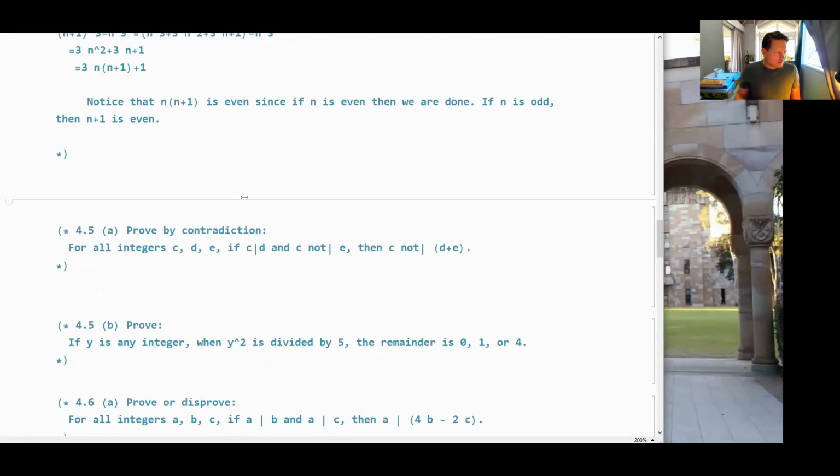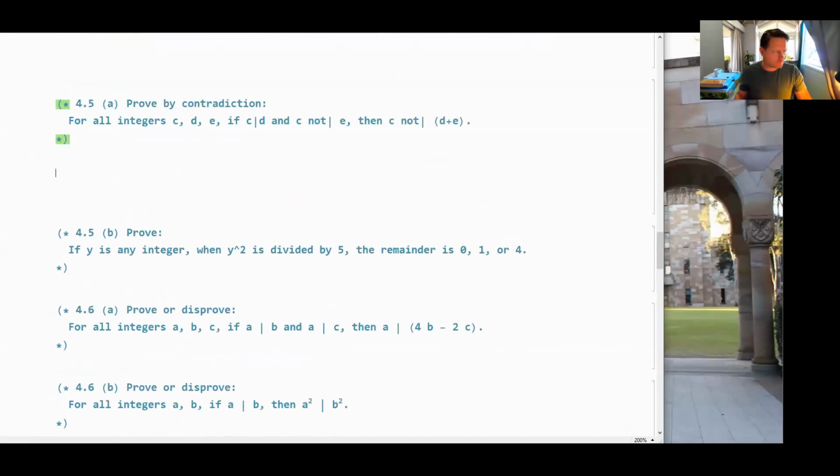Okay, great. Any questions now? All right, so it's 12:30, so I guess we're about halfway through the session, and we're at question 4.5. This one says, prove by contradiction: for all integers c, d, and e, if c divides d and c does not divide e, then c does not divide d plus e.